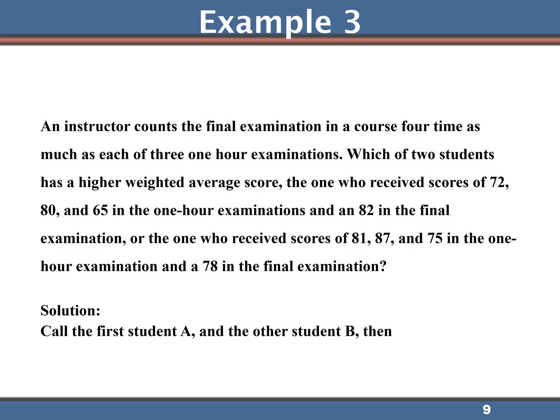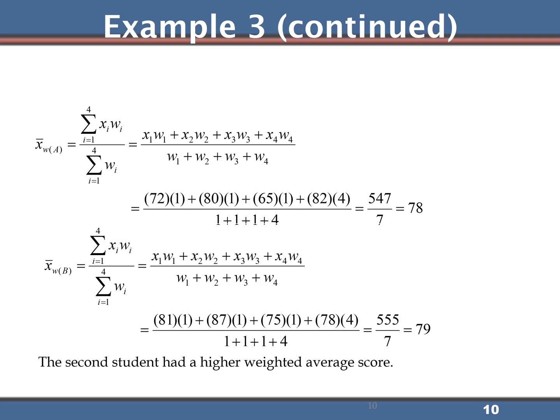In the following example, you are told that the final exam is worth 4 times as much as each of the 3 one-hour exams. You are given the scores for 2 students, student A and student B, and you are asked to find out which student has a higher weighted average score. We calculated the weighted mean for both students. Student A's weighted mean is 78, while student B's weighted mean is 79. Therefore, student B has a higher weighted average score.